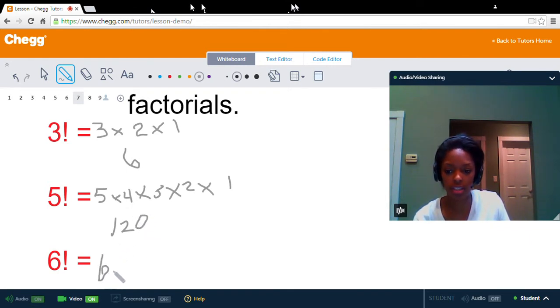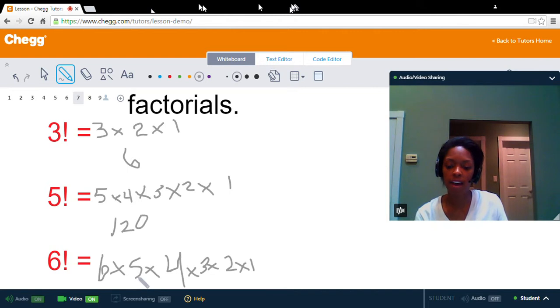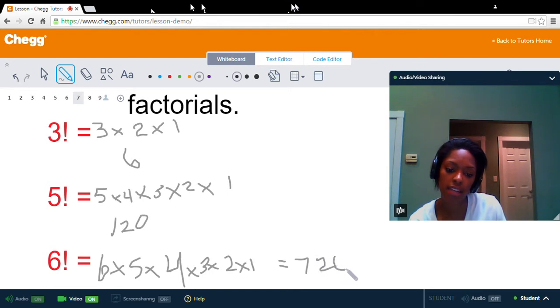Then we're going to do the same thing down here. 6 times 5 times 4 times 3 times 2 times 1. 6 times 5 is 30. 30 times 4 is 120. 120 times 3 is 360, and 360 times 2 is 720. So that's going to equal 720.